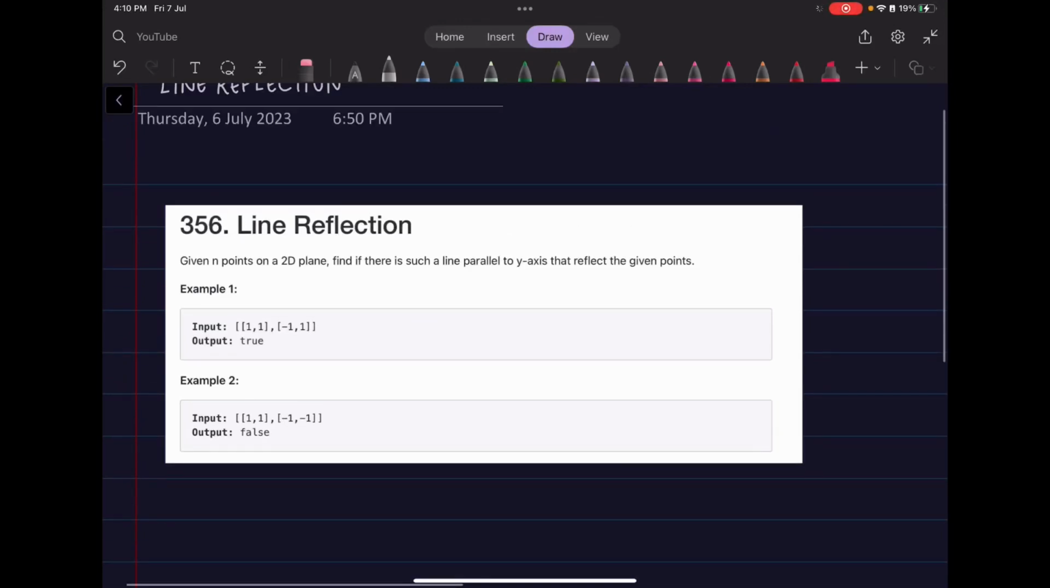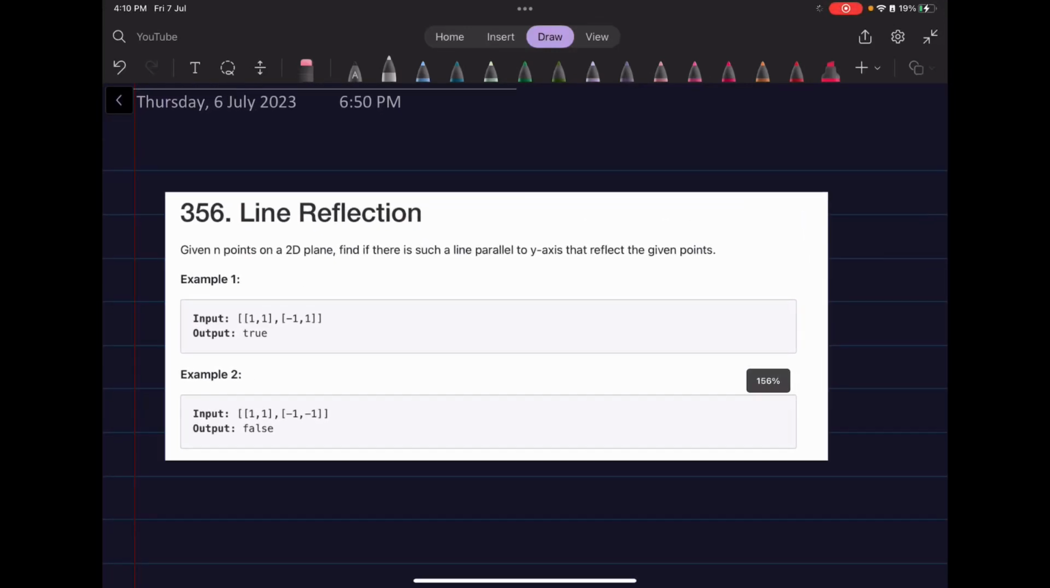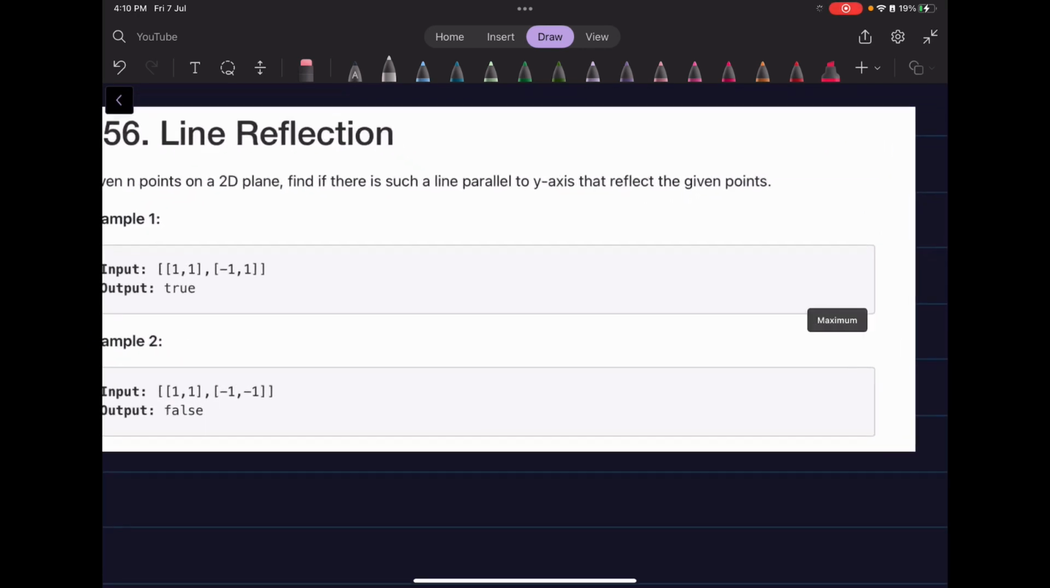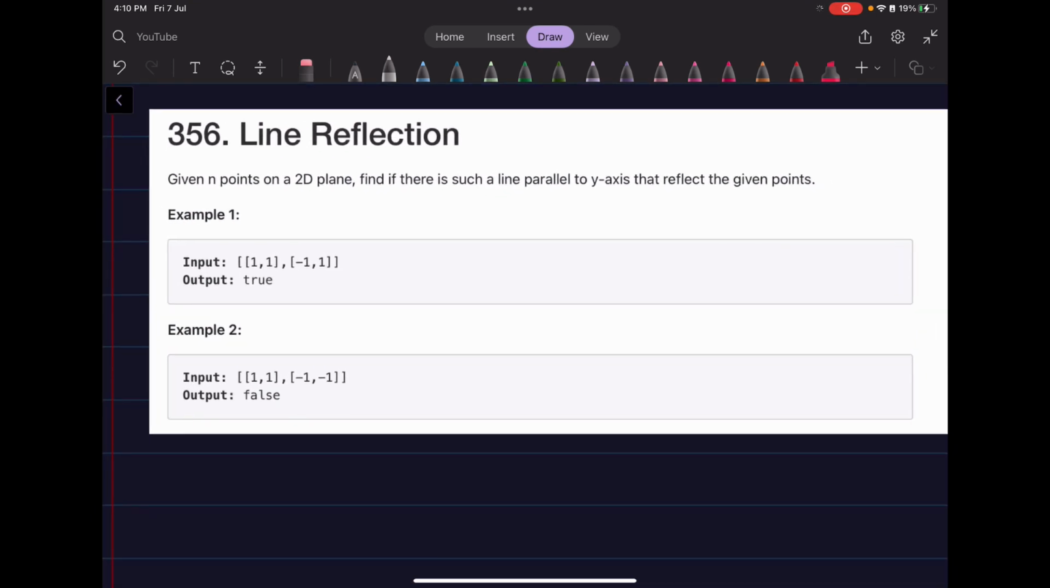Hello everyone. So in this video we are going to talk about the line reflection problem. This is a Leetcode problem. So let's go through what exactly the problem statement is.